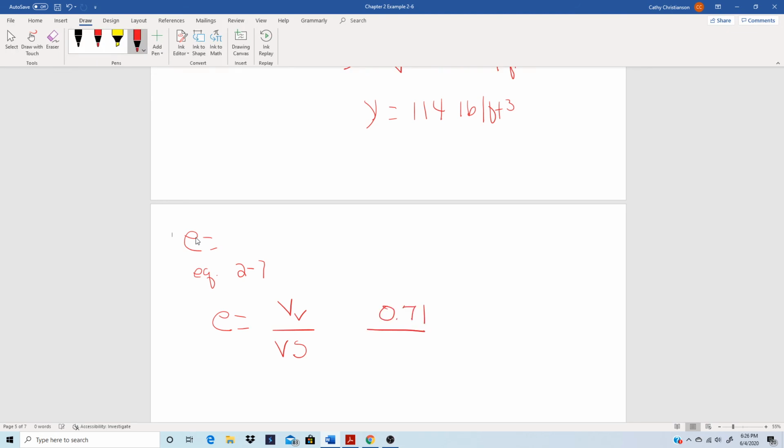So our volume of voids were, I did this a minute ago, changed my number, got it backwards. So that's actually 0.17 divided by the volume of solids, 0.23. So if I did the 0.17 divided by 0.23, that'll give you 0.74. So that's our void ratio.